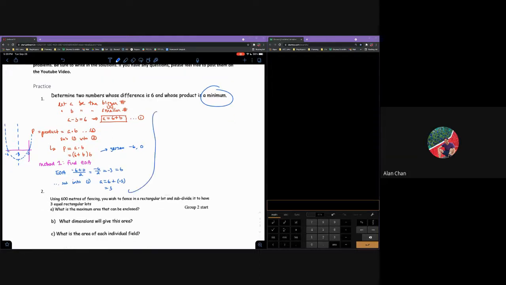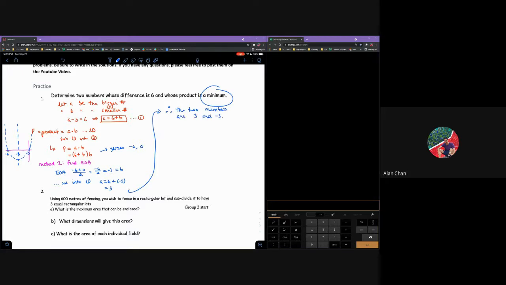So b, the smaller number, is -3. How do I find the bigger number? Well, sub into this equation, which will give us a, which is 1. So a is equal to 6 plus -3, and a is equal to 3. Okay. So then we see a therefore statement. Therefore, the two numbers, sorry about my handwriting, are 3 and -3.